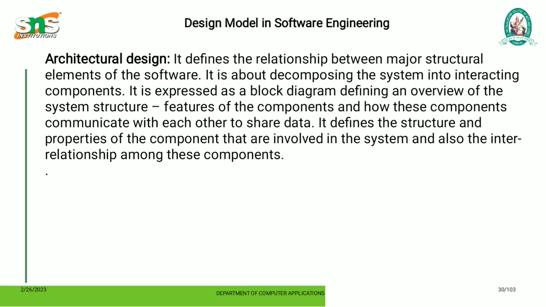Now let us see the design model in software engineering about the architectural design. It defines the relationship between major structural elements of software. It is about decomposing system into interacting components. It is expressed as a block diagram, defining the overview of the system structure, features of the components, and how these components communicate with each other to share data. It defines the structure and properties of the components that are involved in the system and also the interrelationship among these components.